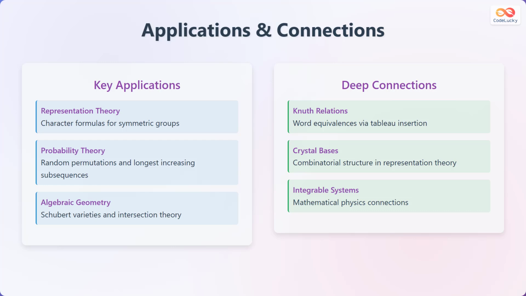Some key applications include representation theory, such as character formulas for symmetric groups, probability theory, such as random permutations and longest increasing subsequences, and algebraic geometry, such as Schubert varieties and intersection theory. Deep connections include Knuth relations, such as word equivalences via tableau insertion, crystal bases, such as combinatorial structure and representation theory, and integrable systems, such as mathematical physics connections.